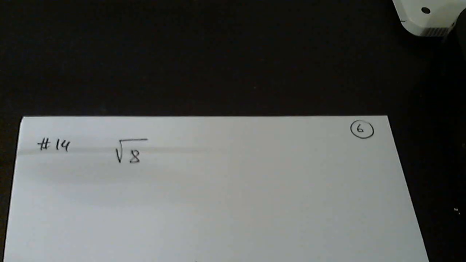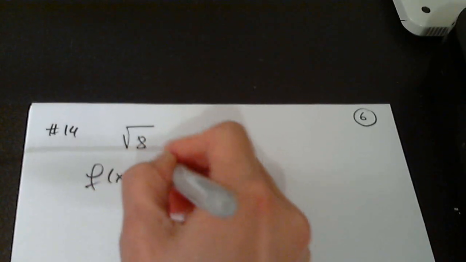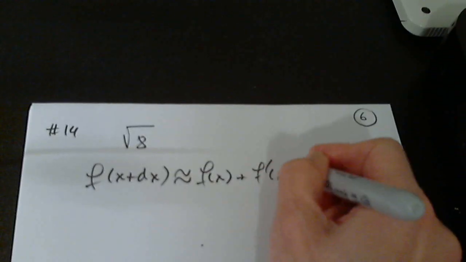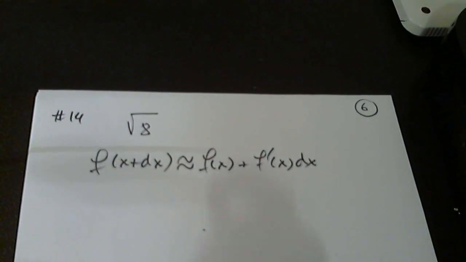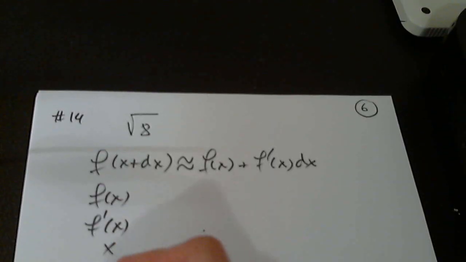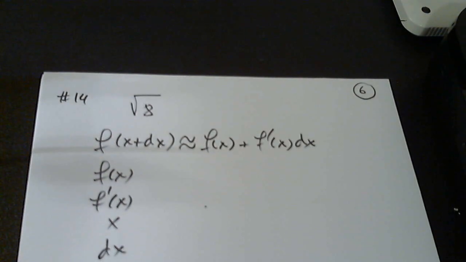Let's do 14. So that's the square root of 8. I write the formula. f of x plus a little bit is approximately f of x plus f prime of x dx. Once we identify the function and we find its derivative and we find x and dx, we're done. It's just plug and chug. But we need to identify these first.